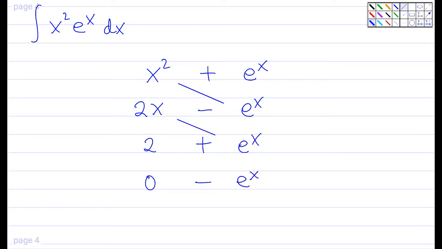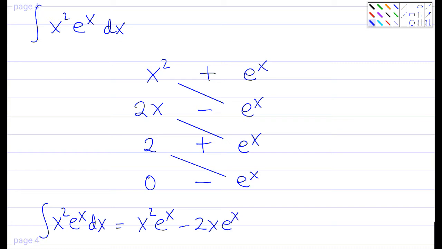Draw my lines, and this is just to guide your eye. That's all they're there for. Some people don't use them. It's just to guide you as to what functions you're multiplying. So multiply the functions across from the diagonal line using the sign above the diagonal line, and I get the integral of x squared e to the x dx equals x squared e to the x minus 2x e to the x plus 2e to the x, and then the last step is to integrate across the last row. Well, that's just going to give me 0. That's my answer.